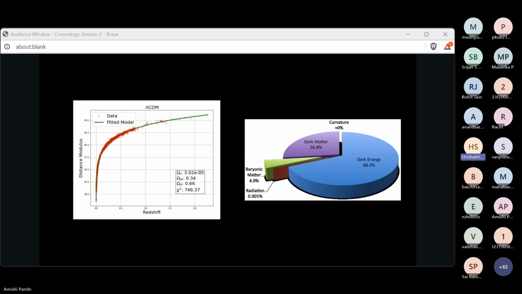Similarly, the omega k value is of the order of 10 raised to minus 5. Omega m that I got was 0.34 and omega lambda that I got was 0.66. So these are the values that I got from my analysis of the data.